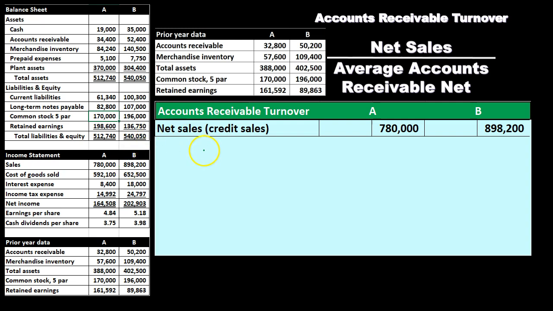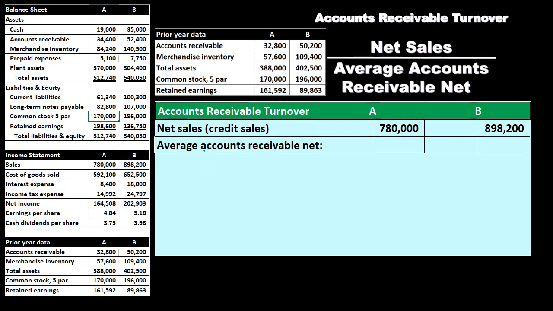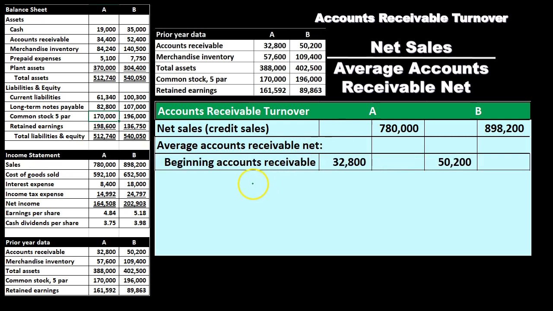Then we're going to take a look at the average accounts receivable. I'm going to make a subcategory to do that. I'm going to pull that subcategory to the inside. So I've got the sales on the outside. I'm going to pull the subcategory on the inside, do the calculation of the average accounts receivable. We're going to do that having the beginning accounts receivable. And then, of course, our question is, well, where is that?